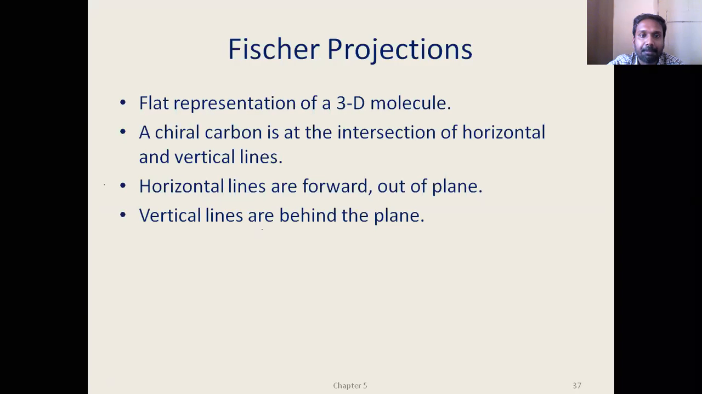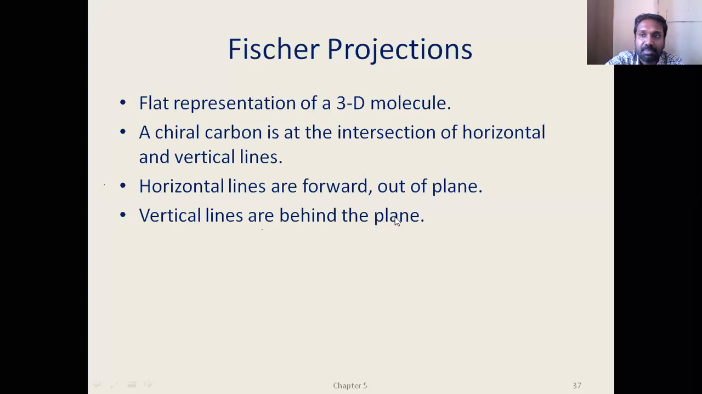What is the main assumption here? That's what I told you, right? What is the assumption here? This is the important assumption. Listen to this carefully, a bit important. Horizontal lines are forward, out of plane. Vertical lines are behind the plane.